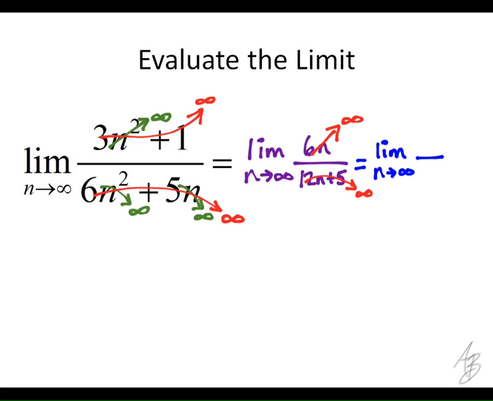And when we take the derivative of 6n, we get 6. When we take the derivative of 12n, we get 12. We get 6 over 12, which is 1/2.